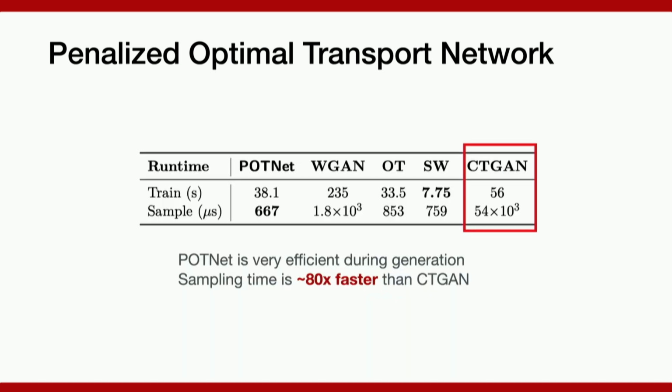In terms of sample generation, POTNet is extremely efficient. Compared to the alternative CTGAN, it's actually 80 times faster. And although this is not 1,000 times faster, if you look at the generation time, it's 667 microseconds to generate 3,000 samples, which is very fast and very efficient if you need to generate massive data sets.